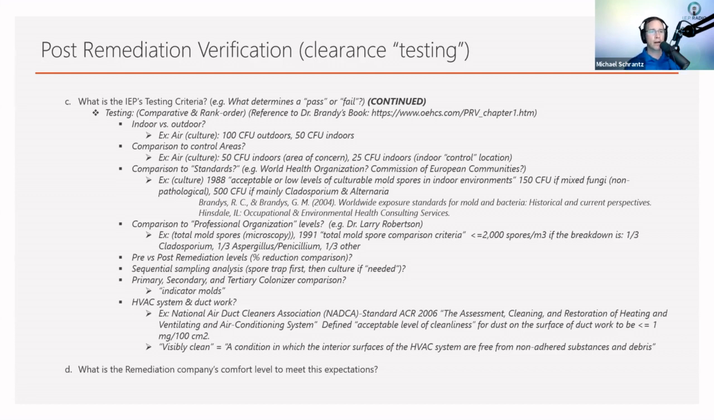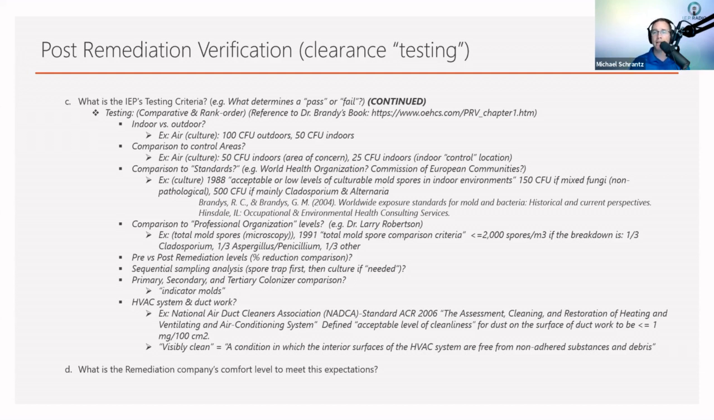There's also comparisons with samples to standards, as it were. The World Health Organization, the Commission of the European Communities. I pulled this again, referencing Dr. Brandy's book. He does a great job giving these examples where, say, for example, the World Health Organization, they had in 1988, they titled it "acceptable or low levels of culturable mold spores in indoor environments."